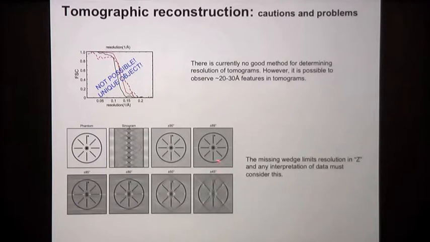The other thing we should always keep in mind is that there's limited resolution in Z, in the beam direction. There's very good resolution in XY, and this must be taken into account when making any interpretation with our data.